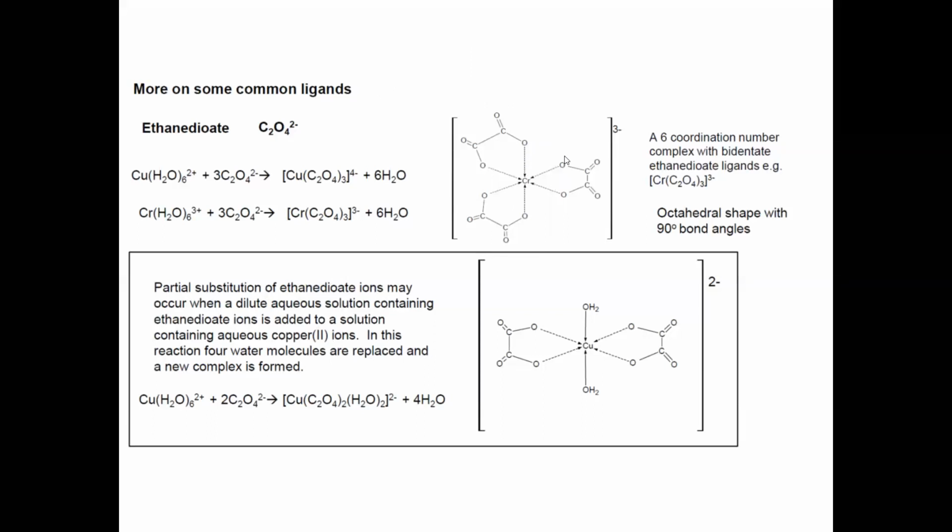The bond angle depends on the number of dative bonds. If there are 6 dative bonds, the bond angle will be 90 degrees, for 4 dative bonds, tetrahedral, 109.5, and if 2 dative bonds, the bond angle will be 180 degrees.